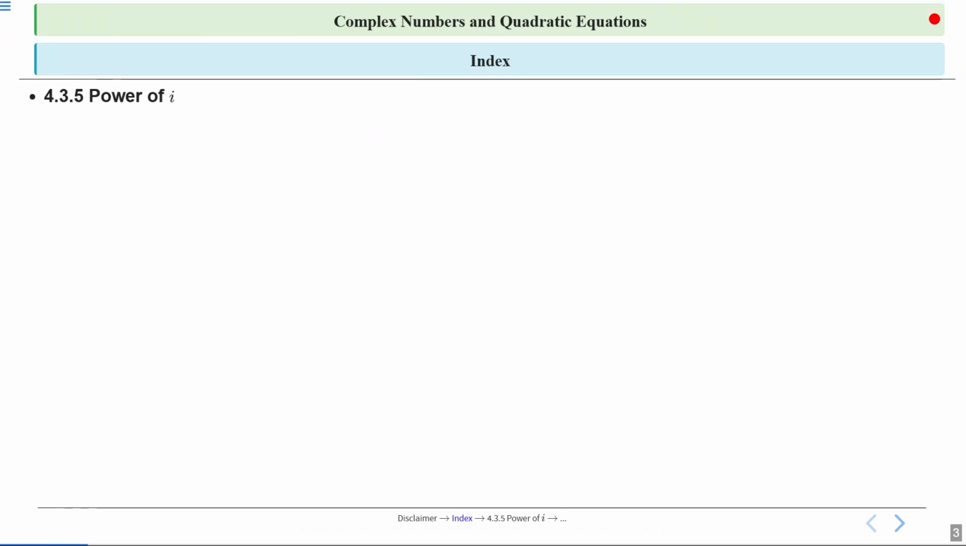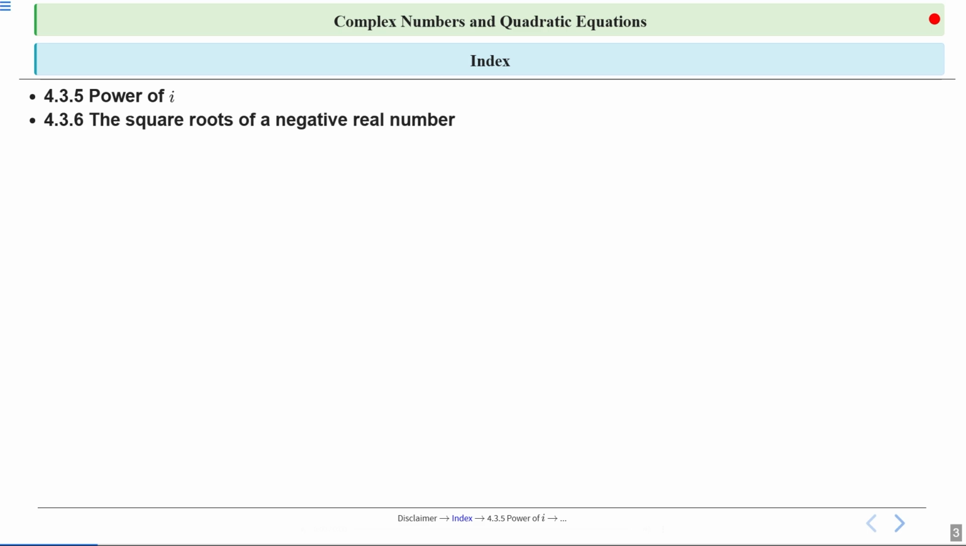So we will first look at the power of iota. Remember, iota is defined as the square root of minus 1. How it behaves when raised to different powers is essential for working with complex numbers. So we will learn about the power of iota.